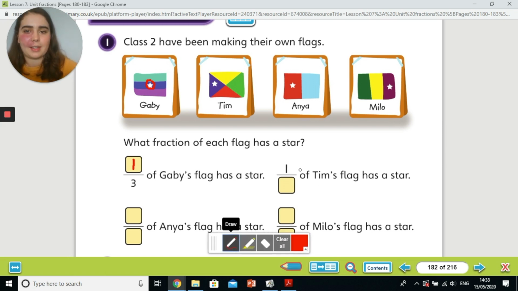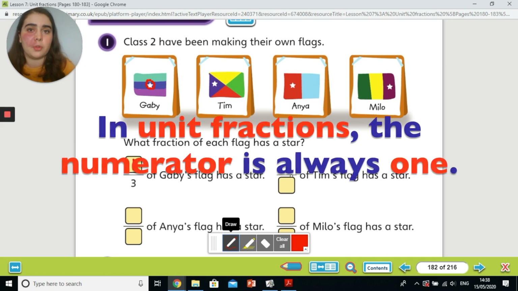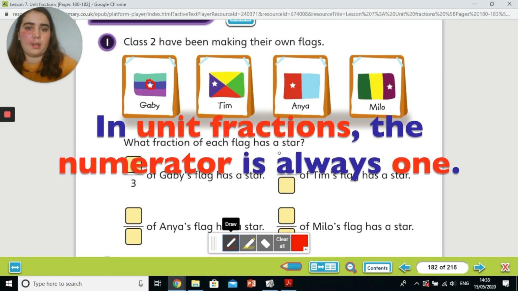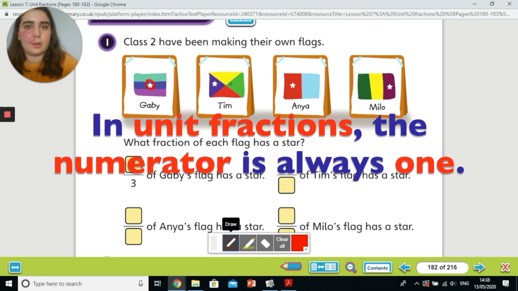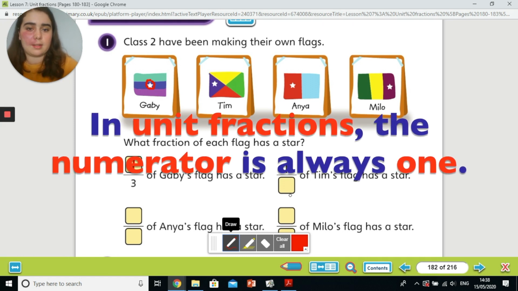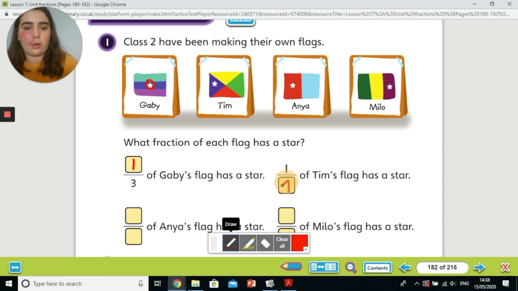So Tim's flag is split into 4 equal parts, and one part has a star on it. So the numerator would be 1, and because we're working with unit fractions, remember the numerator is always 1. And the denominator is how many parts the flag is split into. Tim's flag has 4 parts, so the denominator is 4. How would we say this fraction? 1/4. 1/4 of Tim's flag has a star.